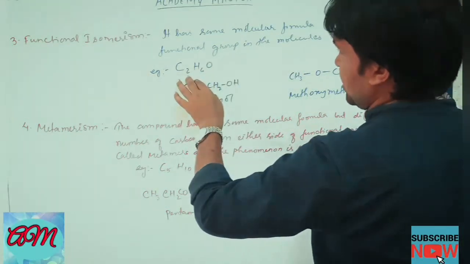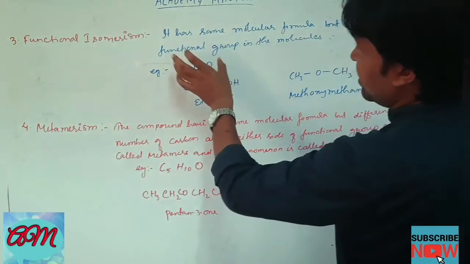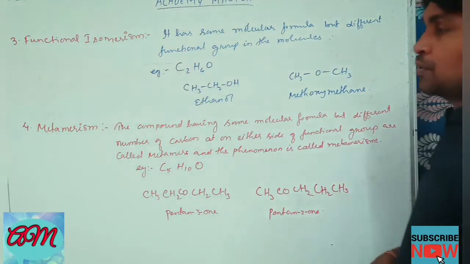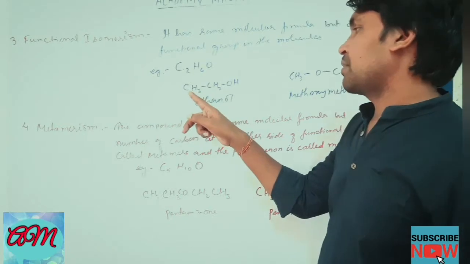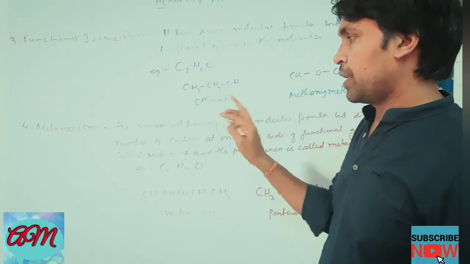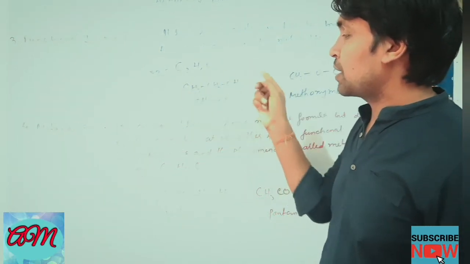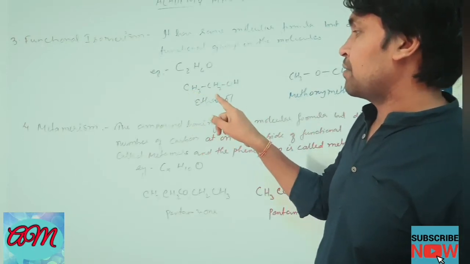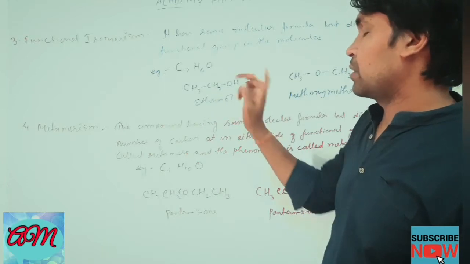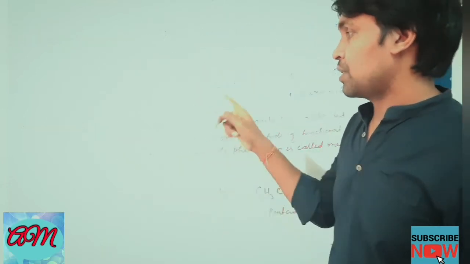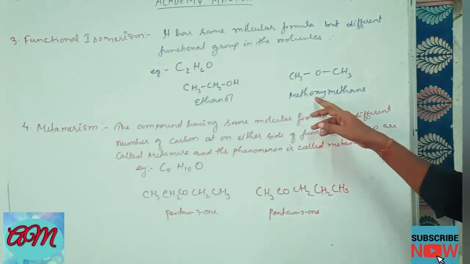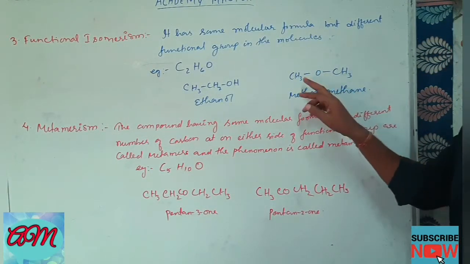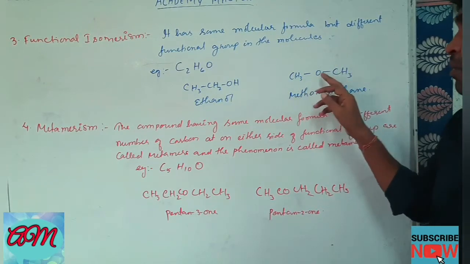Let's take an example, C2H6O. This is the molecular formula. If you write it as CH3CH2OH, this is ethanol. How many carbons? 2. How many hydrogens? 6. And 1 O. So the molecular formula is this one. Another example is methoxymethane, CH3OCH3. Here also hydrogen is 6, carbon 2, oxygen 1.